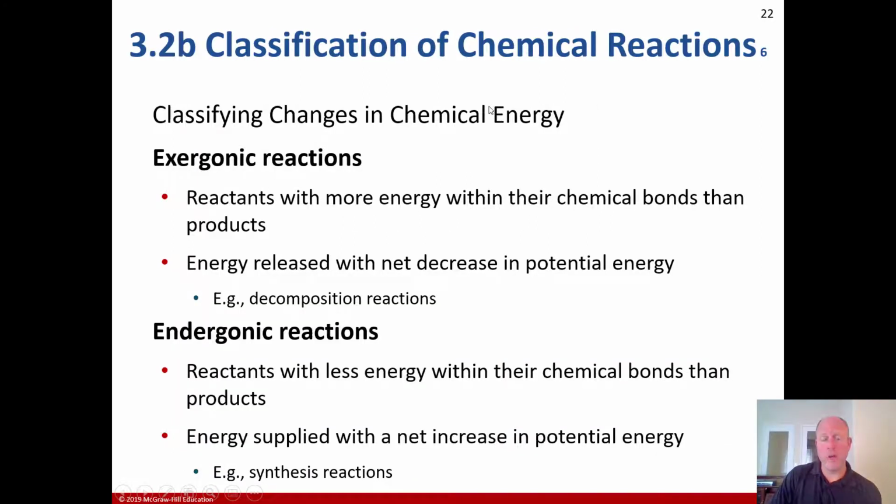And in the classification of chemical reactions, we basically have exergonic and endergonic reactions. Exergonic reactions: reactants with more energy within their chemical bonds than products. Okay, energy is released with a net decrease in potential energy. Decomposition reactions are an example of exergonic reactions, basically catabolic type reactions, where things are essentially oxidized. And they have endergonic reactions: reactions with less energy within their chemical bonds than the products, energy supplied with a net increase in potential energy, like synthesis reactions, where basically we're talking about anabolic and reduction.